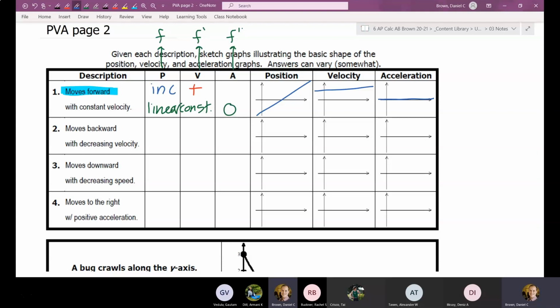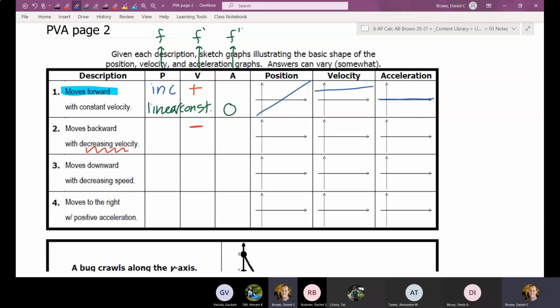Let's look at number 2, and then I'll let you try 3 and 4 on your own. First statement says we have this particle and it's moving backwards. What is that telling us, and which function is that telling us something about? Velocity. Moving backwards would mean negative. And then we have decreasing velocity. Well, when I give you a decreasing velocity, what is that really giving you information about? Acceleration is negative.